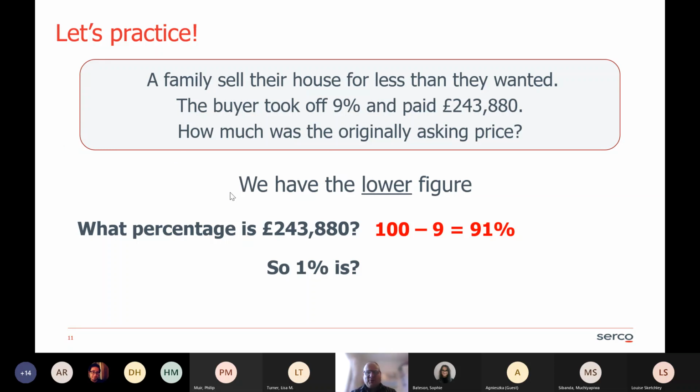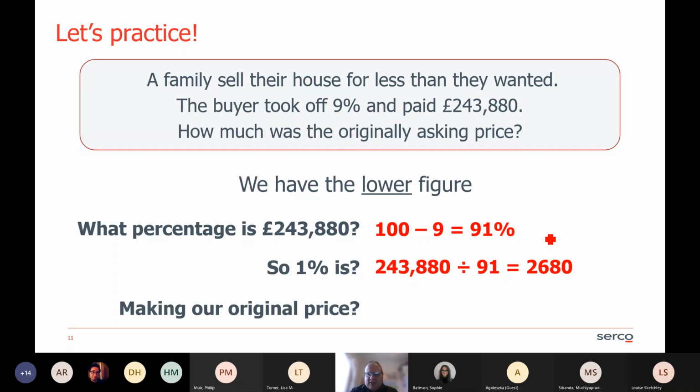I see people have already jumped in, which is really good. Not a criticism, but I'm really happy that you have. So I'll jump to this. So if that figure is 91%, to work out 1%, all we do is take that figure and divide it by 91, which gives us a figure of 2,680. And if we know that 2,680 is our 1% figure, I think of it as 1 bit, and we want 100%, we want the original price, so we need 100 of those bits. All we do is multiply it by 100, which gives us an original figure of £268,000.